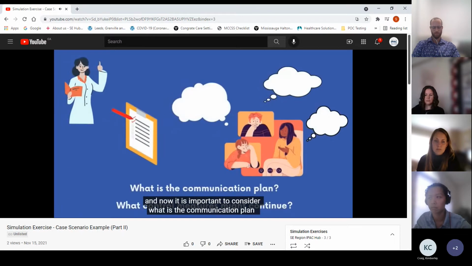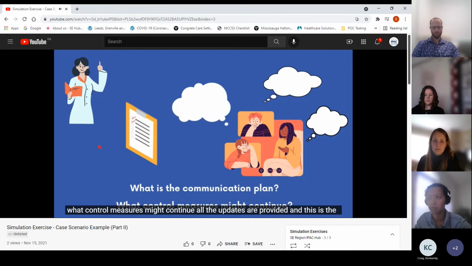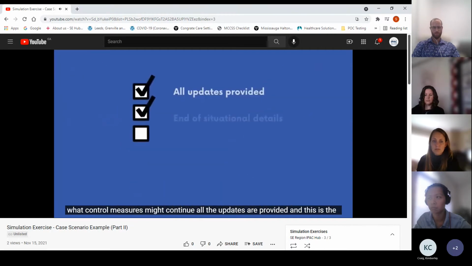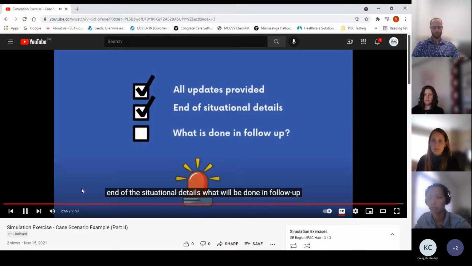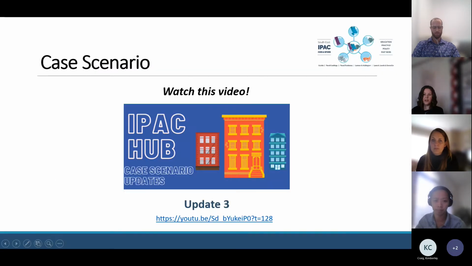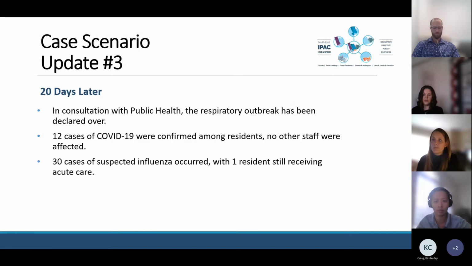And now, it is important to consider, what is the communication plan? What control measures might continue? All the updates are provided, and this is the end of the situational details. What will be done in follow-up? So this quickly wraps up the scenario, but can lead to good discussion and follow-up questions. And we can look at the information presented on the next slide.